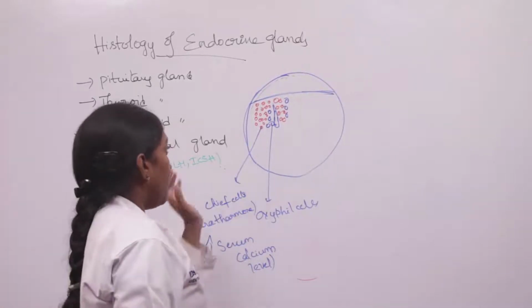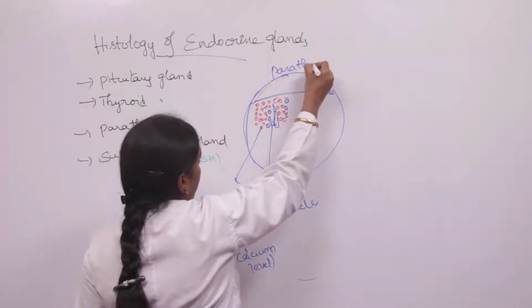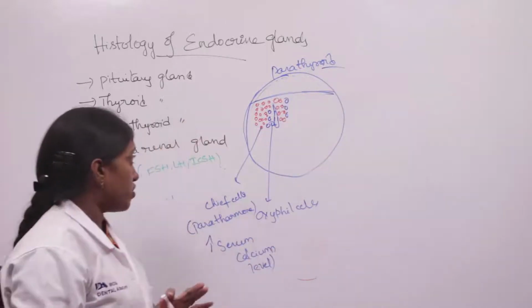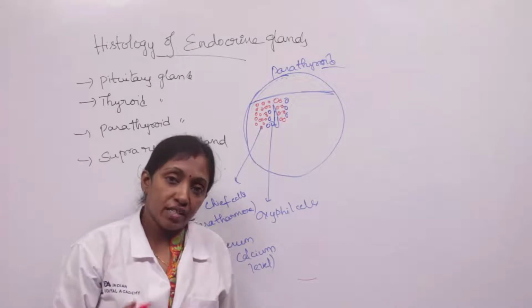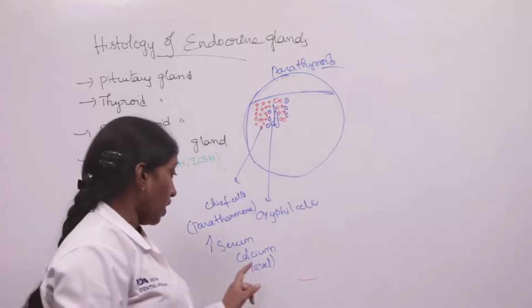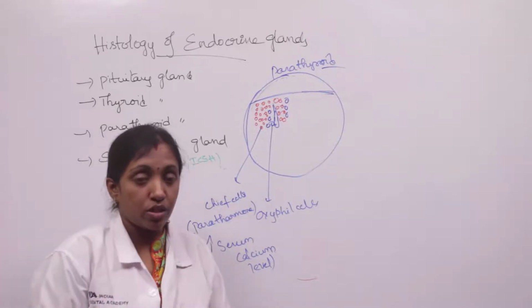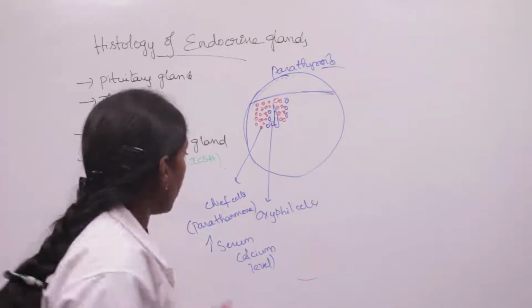Okay. So in the parathyroid gland, the cells are arranged in cords, and two types of cells are present, chief cells and oxyphil cells. These chief cells secrete parathyroid hormone and increase the serum calcium level, exactly the opposite of the C cells which are present in the thyroid gland. So that's about the parathyroid gland.